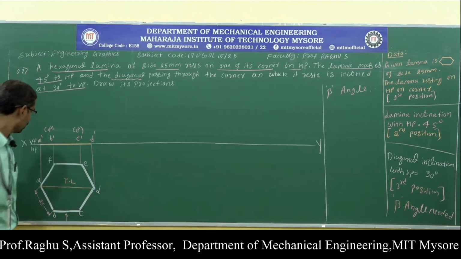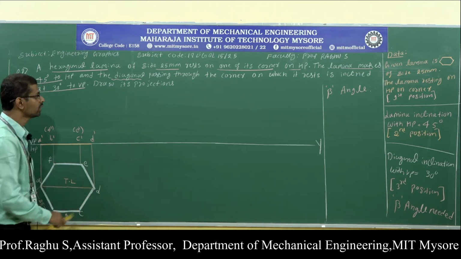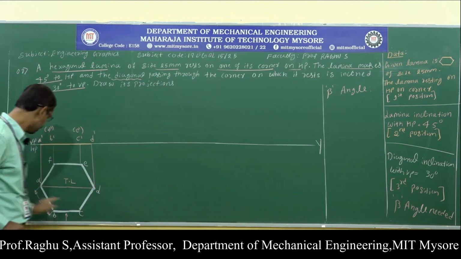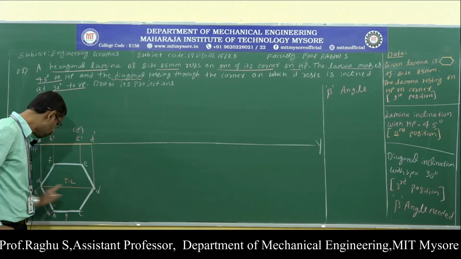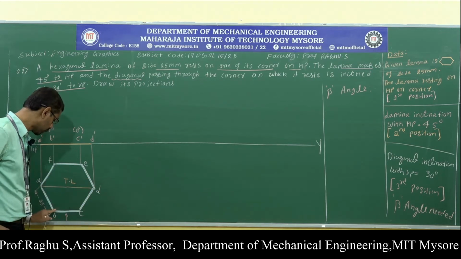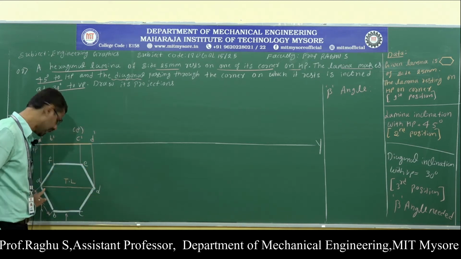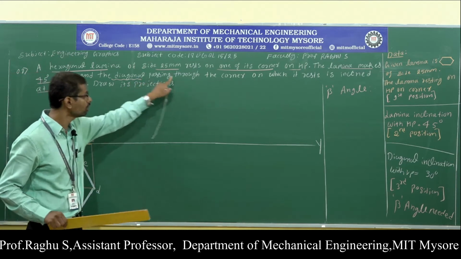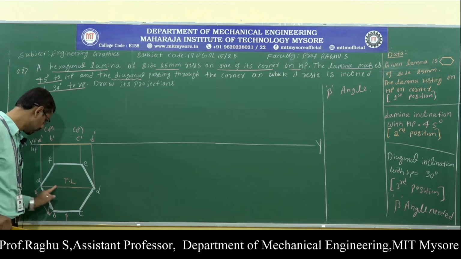Here, the diagonal passing through the corner on which the lamina rests means point A is the resting corner. Therefore, I should draw the diagonal from point A only. You should not draw the diagonal from B, C, or D. You should draw the diagonal only from point A because point A is the resting corner. In the problem, it is mentioned that the diagonal passes through the resting corner. So this is the diagonal passing through the resting corner A.